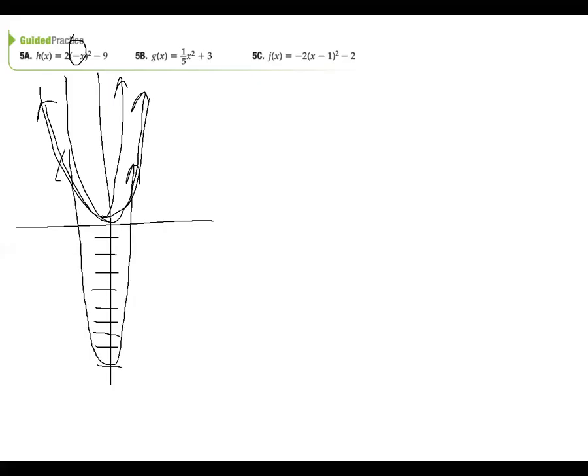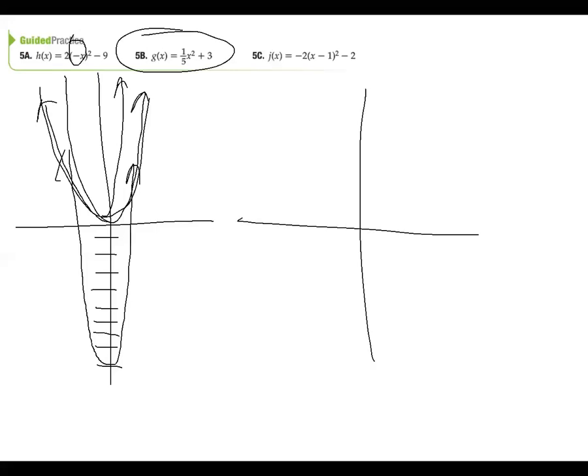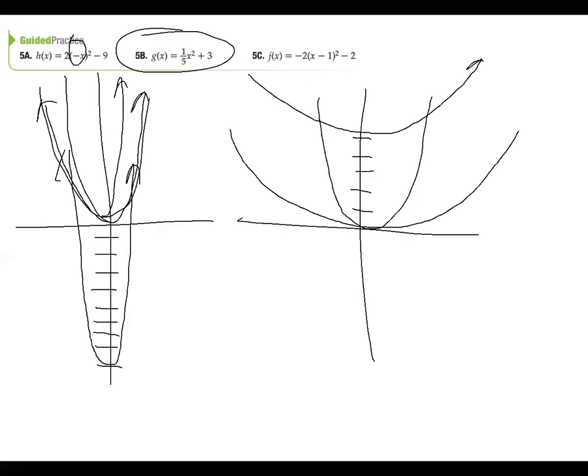All right. This one, there's no negatives, so it's compressed vertically by a factor of 1/5 and then shifted up 3 units. So here's the original graph. Compressed vertically by a factor of 1/5 would make it like that, but then you have to shift that whole thing up 5 units. Okay, so it's like a really flat parabola.